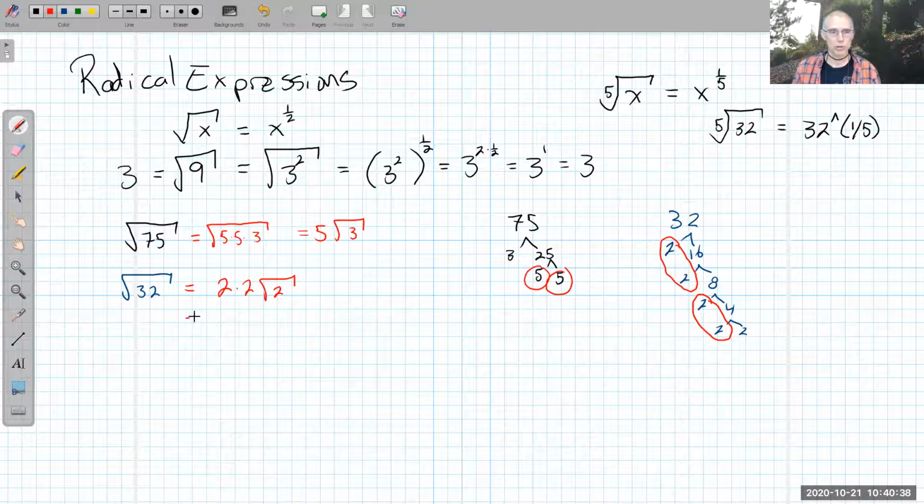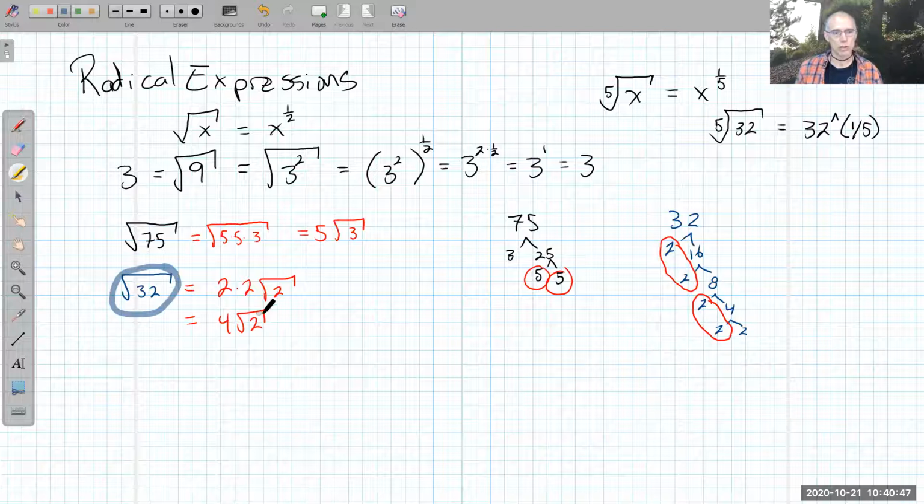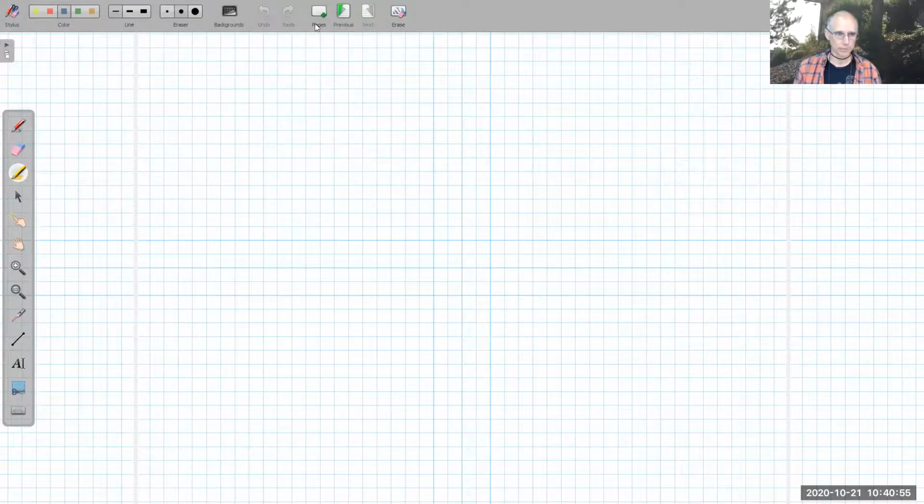So the square root of 32 seems to be equal to 4 times the square root of 2, and we could verify that on a calculator. Plug into your calculator the square root of 32 and 4 times the square root of 2, and they should be equal to one another as a decimal. All right, so let's play with some variables. Oftentimes we want to reduce a square root, which means pulling out perfect squares.